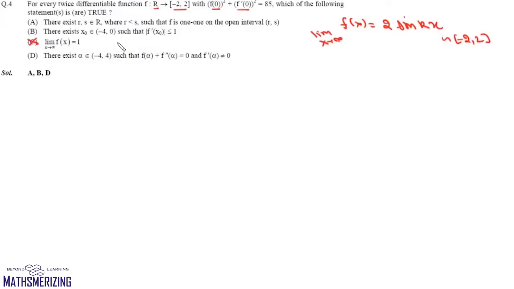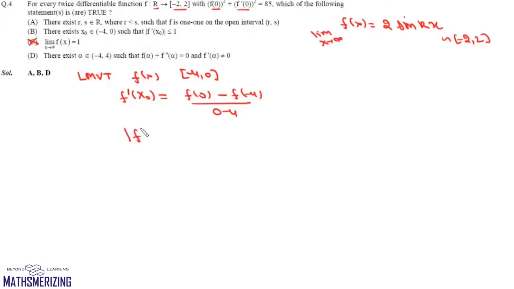Now we'll come to this option B. What we'll do is, we'll apply Lagrange's mean value theorem on this function f(x) in the interval minus 4 to 0. We can write there is at least one x naught in the interval minus 4 to 0 such that f dash x naught is equal to f(0) minus f(minus 4) upon 0 minus (minus 4).